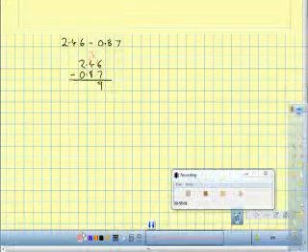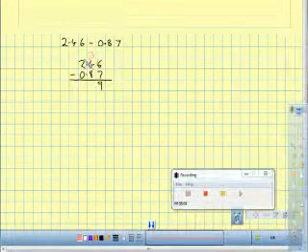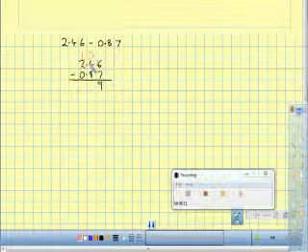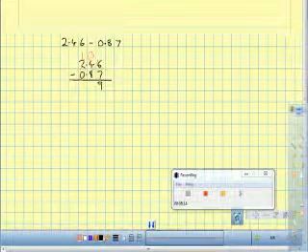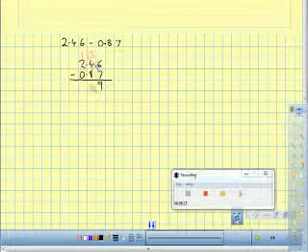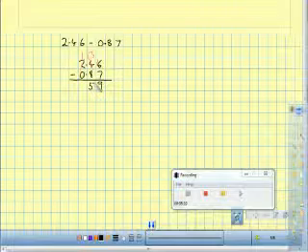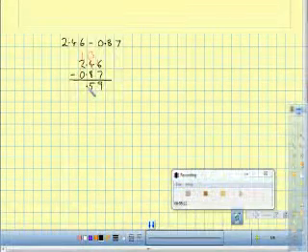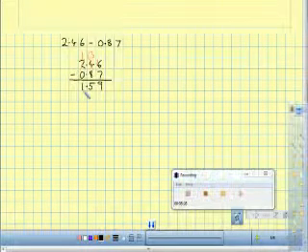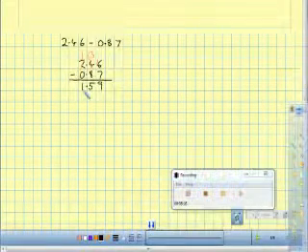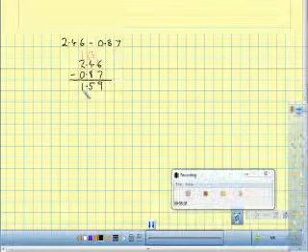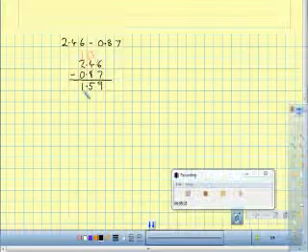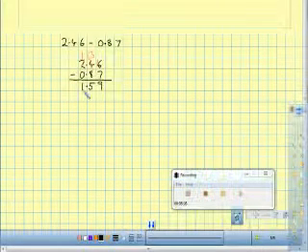I've now got 3 tenths trying to take away 8 tenths. It's not going to work. So rename that. Pop 1 there. I've now got 13 tenths taking away 8 tenths. It gives me 5. Must remember my decimal point. 1 whole taking away nothing. And there's my answer of 1.59.